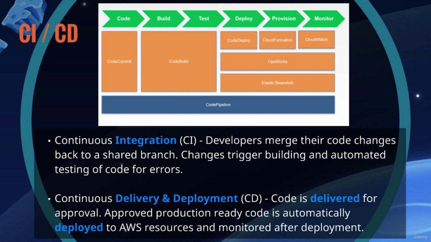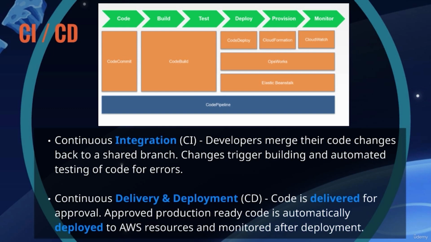Continuous delivery is when the code is delivered automatically for approval. And that approval process could be automatic, although most people do like to have a human going over that before we have approval of production ready code. And then when we have our production ready code, that is automatically deployed to our AWS resources. And then the performance of that deployment will be monitored from there on as well.